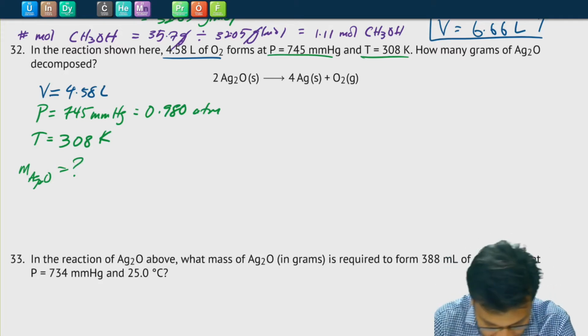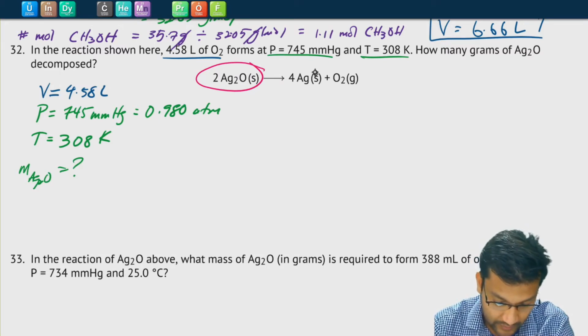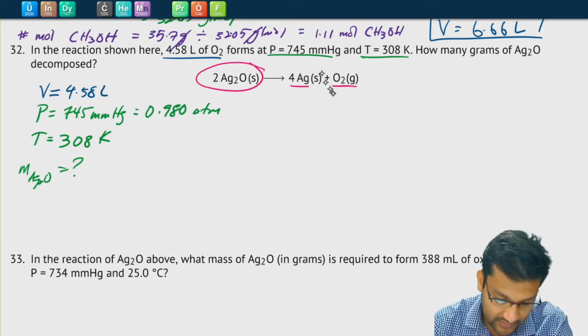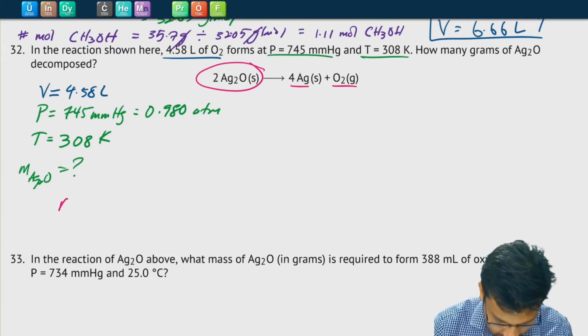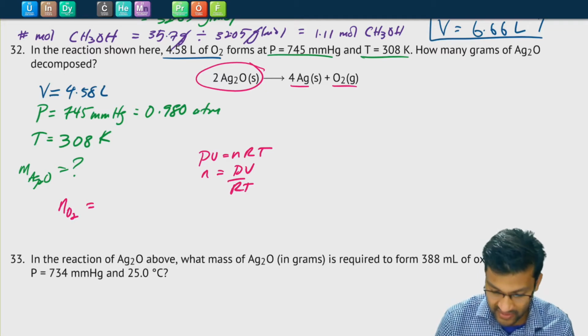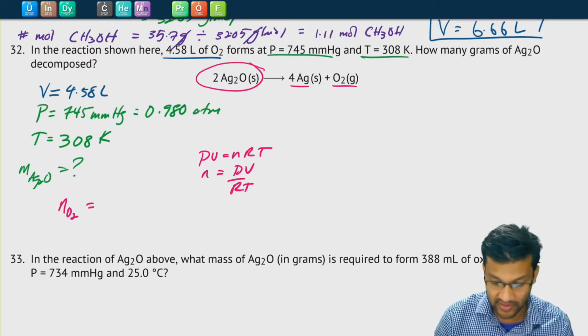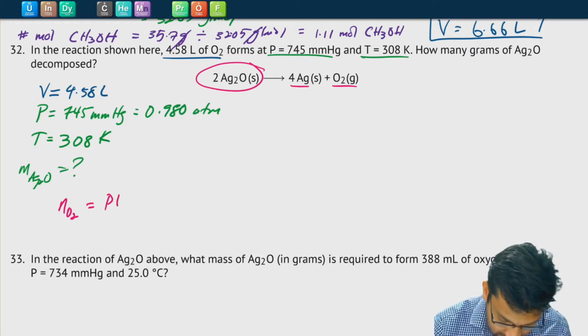All right, in order to find out silver oxide information with stoichiometric data, we need to find out the number of moles of one of these two other components first. We don't know anything about the silver, so let's work with the oxygen. We know the pressure, temperature, and volume. We can find the number of moles. So let's do that. Number of moles of oxygen from PV equals nRT. The number of moles should be PV over RT. That's the one that we're going to be using a lot with stoichiometry, so it would be nice to have it written nicely somewhere. So it'll be PV over RT, and the pressure is 0.980 atmospheres.